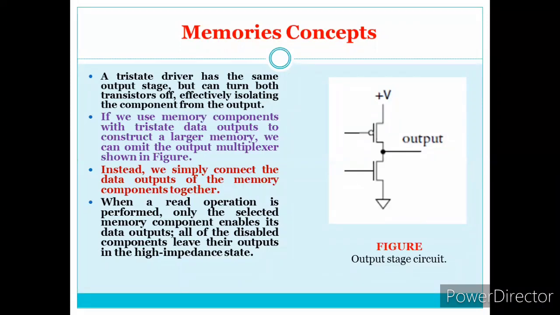Due to this, we can omit the multiplexer design as you have seen in that particular figure. So we simply connect the outputs of the memory components together with the help of a tri-state device. Whenever a read operation is performed, only the selected memory component enables its output. So that's the advantage of tri-state. Whenever the read operation is there, this selected memory component is enabled and its output is read, whereas all other disabled components leave the output in the high impedance state. When it is a high impedance state, it is not at all considered.